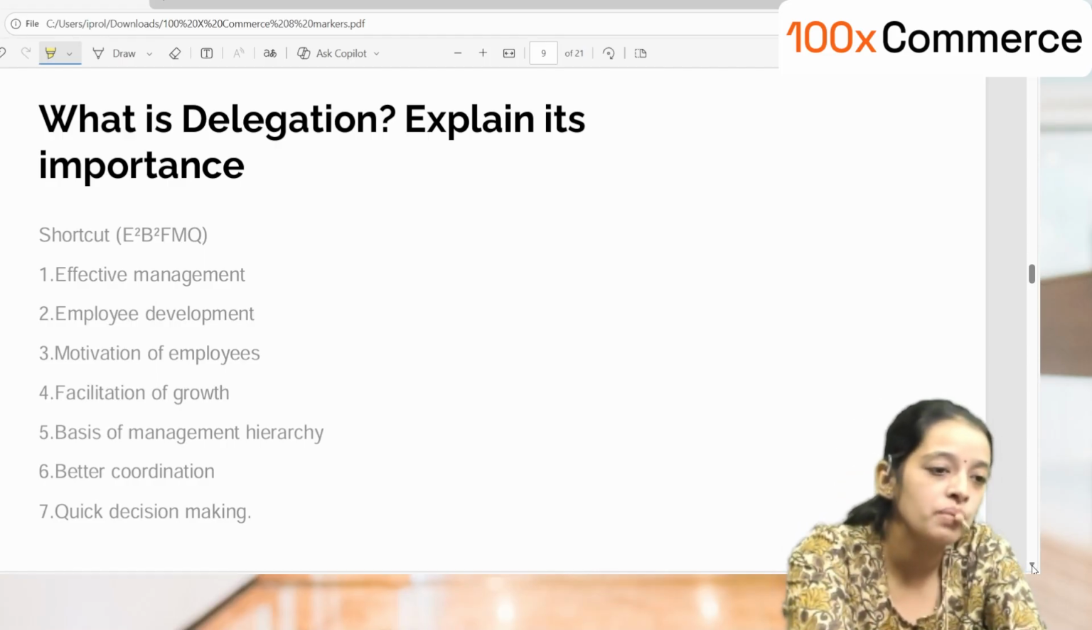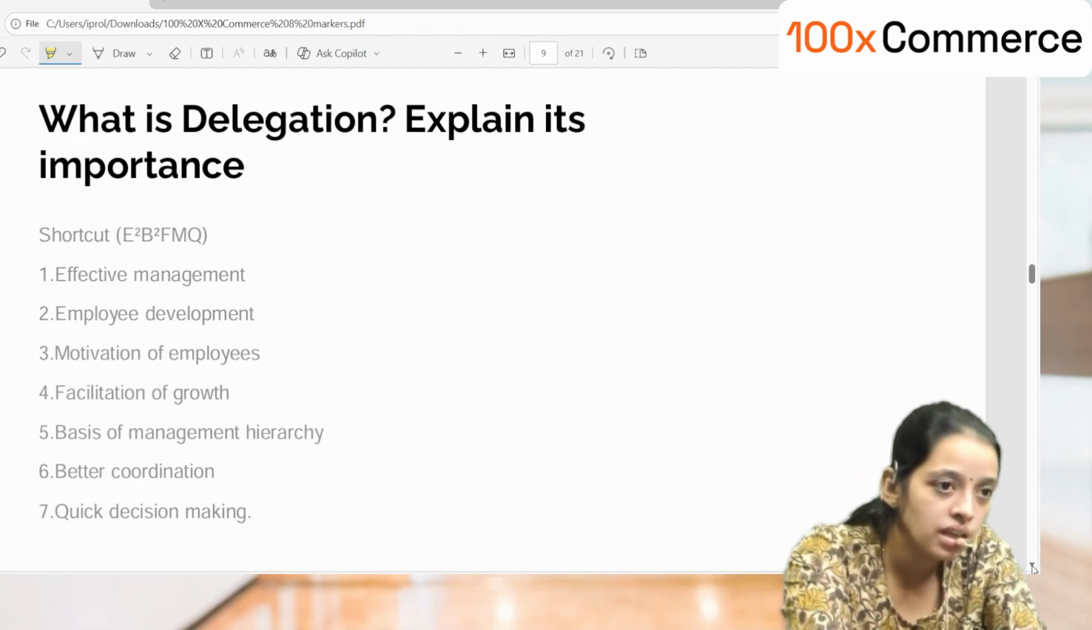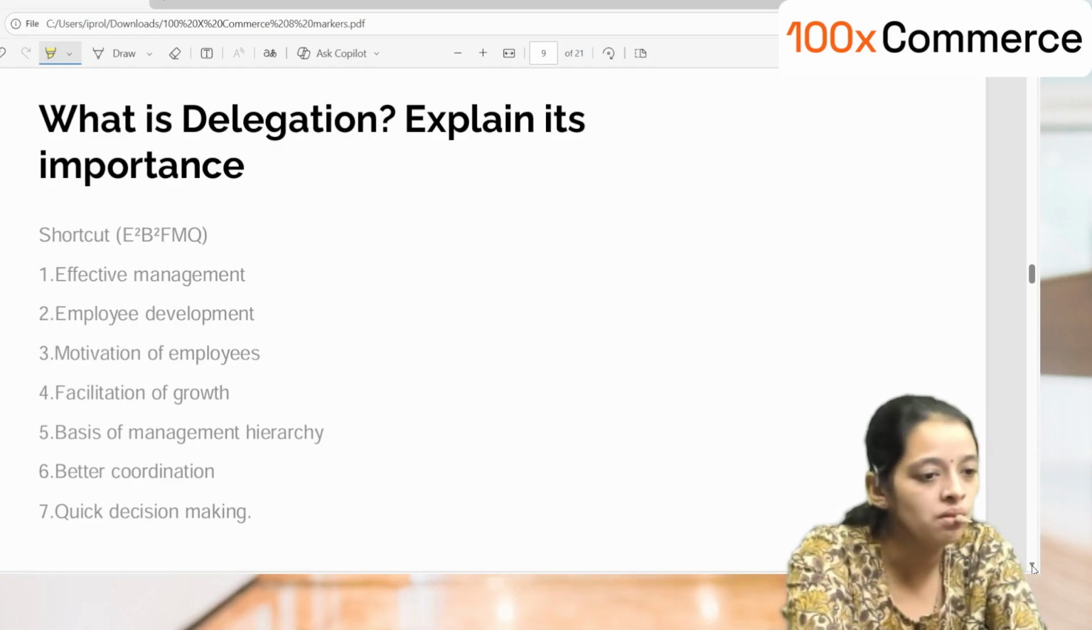The last one is quick decision making. Yes, so because of the concept of delegation, any kind of decisions that have to be taken can be taken very quickly. So these are the importance of delegation.